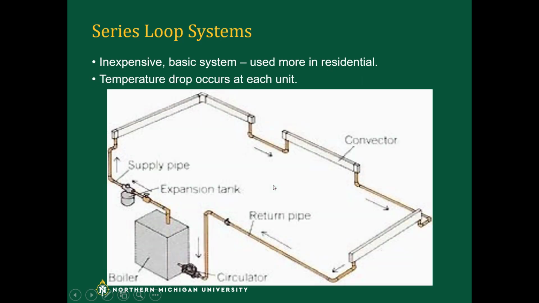So right off the bat, we have a series loop. This is the most basic, most commonly used in residential. It's also the most inexpensive and most inefficient. So we have a boiler here, and as we're sending that hot water out, it's going into your different baseboards, at each one of these different convectors. We're transferring that heat into the space, so we're losing heat and dropping it all throughout the system. So this last one has to work a little bit harder or call for more heat to maintain heat within that space.